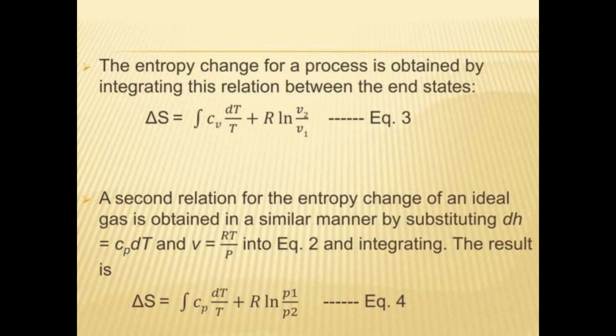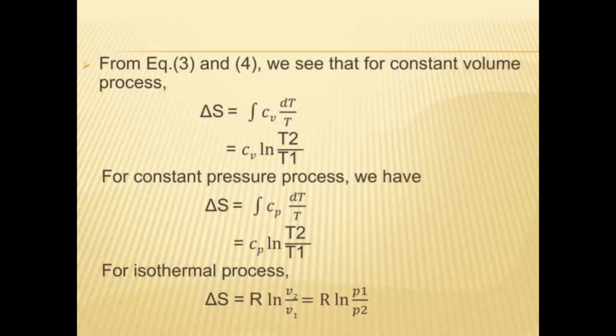The entropy change of the process is obtained by integrating this relation between the end states: delta S equal to integration of cv dT by T plus R ln of v2 divided by v1, that is equation 3. A second relation for the entropy change of an ideal gas is obtained in a similar manner by substituting dh equal to cp dT and v equal to RT divided by P into equation 2 and integrating. The result is delta S equal to integration of cp dT by T minus R ln of P2 by P1, equation 4.